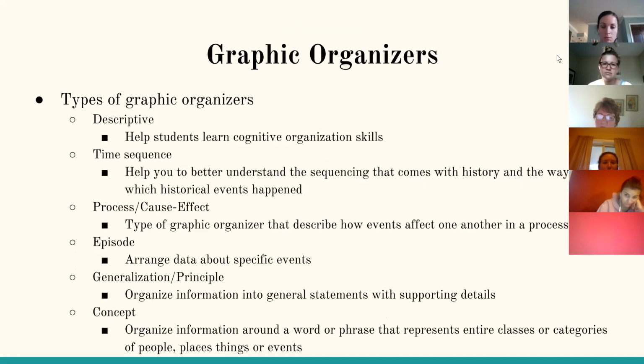If you go down, it should be in your lower left-hand corner. Okay, on mine, it's showing the next slide. It's showing the graphic organizer slide that says descriptive, time sequence. Oh, yep, sorry. I didn't realize you moved it already.